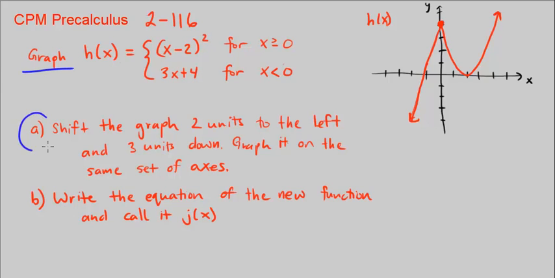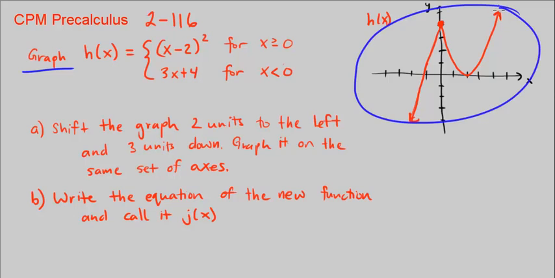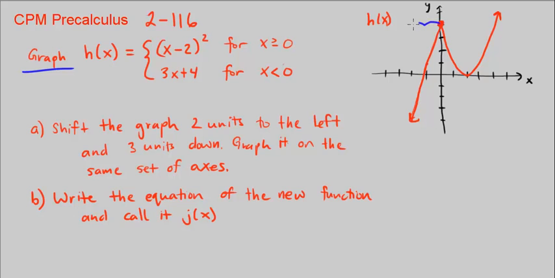So let's go ahead and do part A. Part A is asking us to shift the graph 2 units to the left and 3 units down and graph it on the same set of axes. That's basically going to shift every point on h of x to the left 2 units and 3 units down. So this point here is going to shift 2 to the left and 3 units down. That point moves to right here at negative 2, positive 1. This point here moves again 2 units to the left, 3 units down. So that point's moving to here.